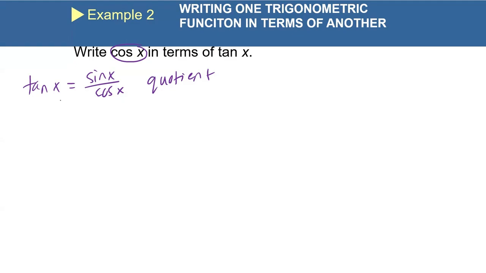Okay. So for me, I would set it up using quotient. With quotient, the goal is to get cosine by itself. So if I need to get this in terms of cosine, I need to get cosine by itself. In order to get something by itself, you have to get it out of the denominator first. So if I want to get this out of the denominator, what would I need to do? Multiply. So I'm going to multiply both sides times cosine X, right?